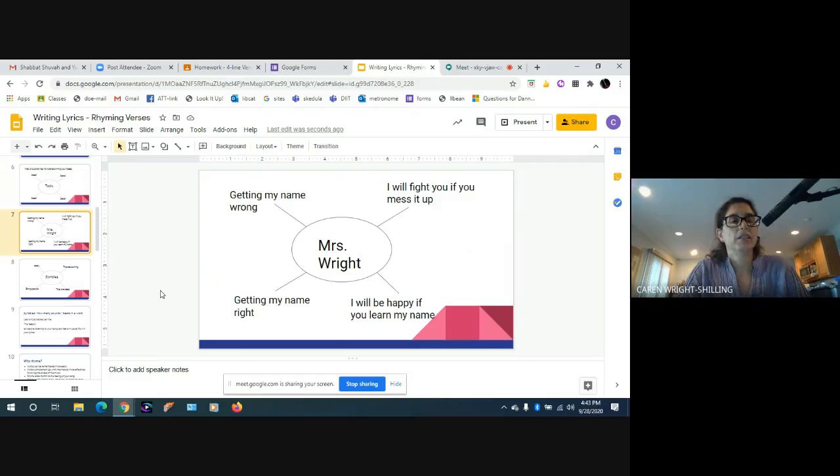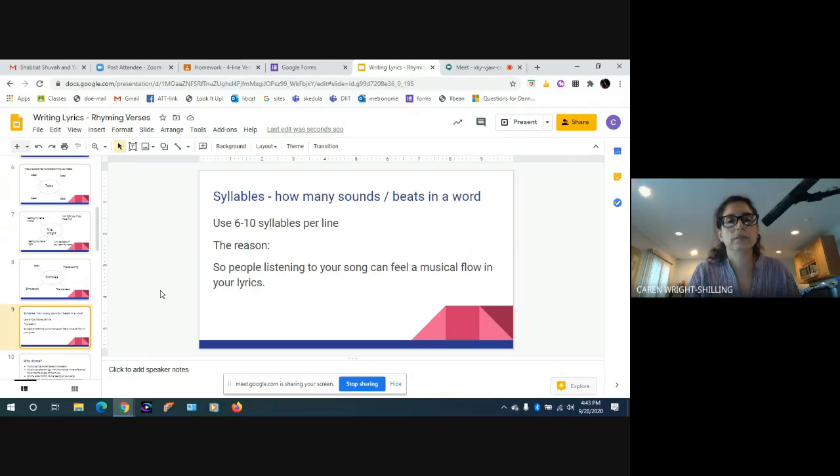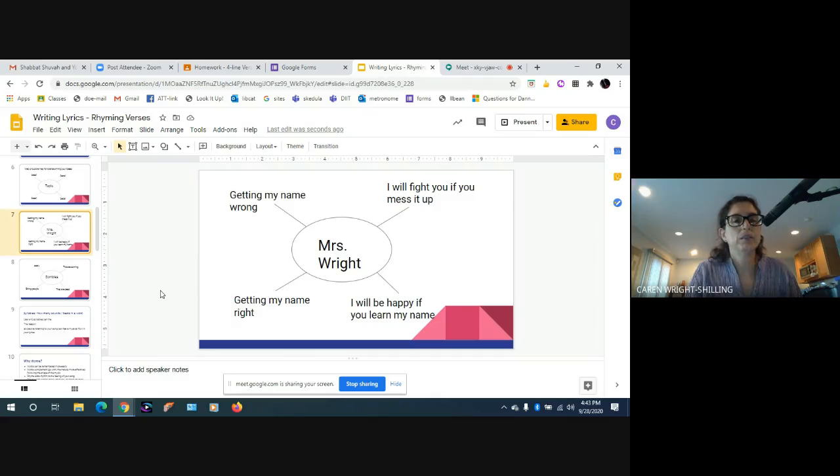Those of you who wrote that I'm going to fight you in your poem, you copied my idea. Come up with your own idea. Come on. Anyway, those of you who haven't done it yet and are confused, this is what it looks like. I just gave you two examples. Here's another one. This is actually for the 7th and 8th graders, but zombies, they're scary. They are coming. They bite people. They are dead. So you got your main idea in the center. You've got your details on the outside. Main idea. And this one, Mrs. Wright, details on the outside.